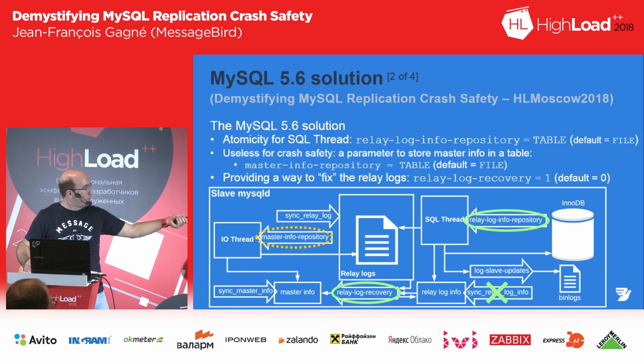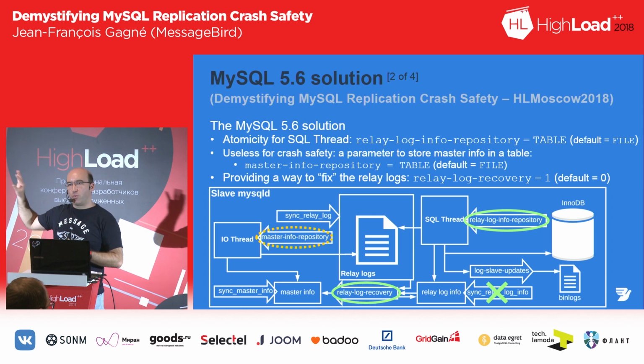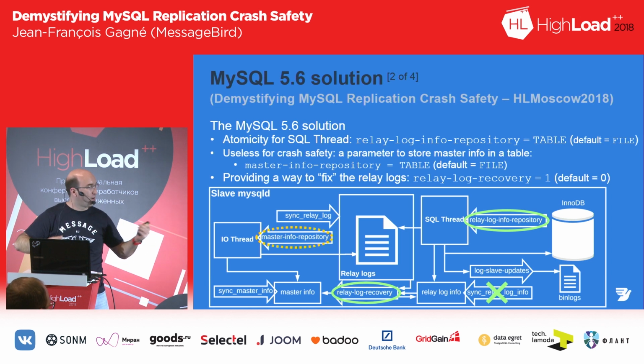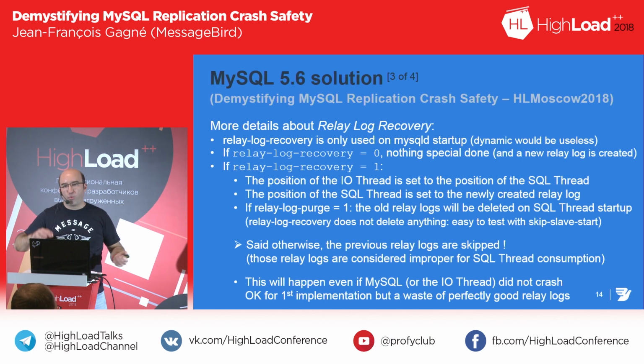And then it will take the new relay log. Every time MySQL is started, it will create a new relay log. It will tell the SQL thread, you now start from the relay log that I have. So this is basically taking everything we have in the past in the relay log, discarding that as not trusted, and starting from a trusted position. And if you want to read it, this is basically what I said here. So said otherwise, all the previous relay logs are skipped, and the SQL thread will start at a good position.